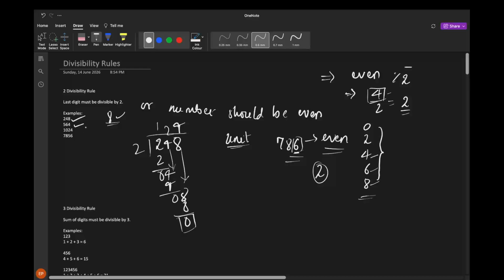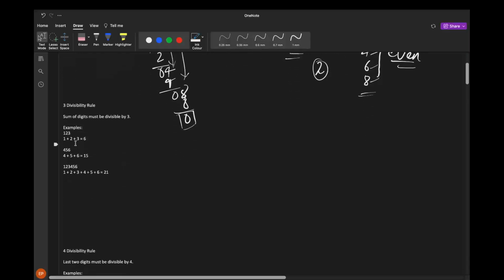Here also, in 564 the unit place is 4, so 4 is an even number. These are all even numbers. If it is an even number, then the given number will be divisible by 2. Here also 4, 6, these are all even numbers in the unit place, so the given numbers are divisible by 2. Now let us see the divisibility rule for 3.